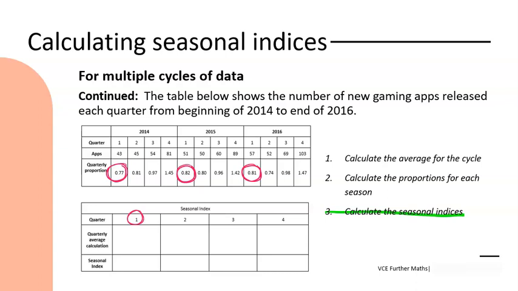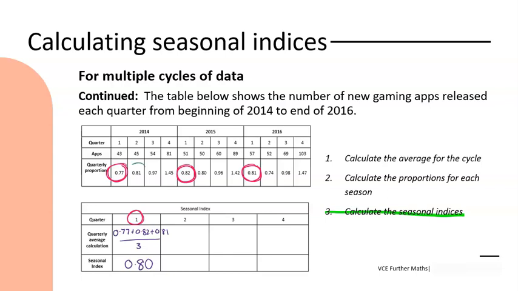So here I would be doing 0.77 plus 0.82 plus 0.81 and dividing all of that by 3. And when I do that, I get an index then, so on average, quarter 1 has a seasonal index of 0.8. So that's a 3-year set of data. I would then repeat this.